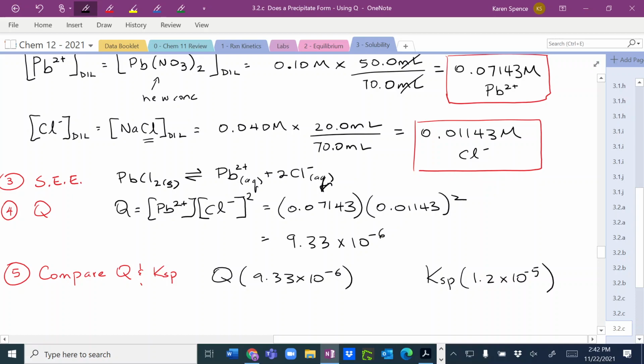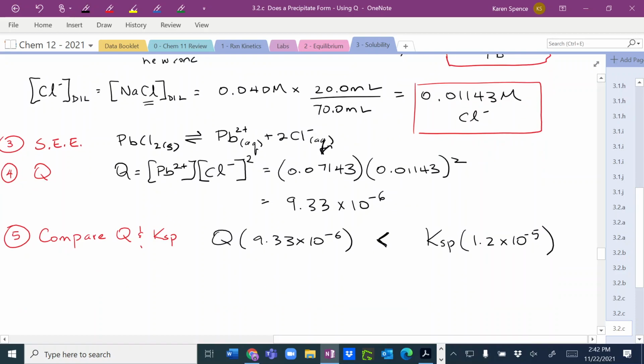So Q is, again, less than Ksp. Yes? Yes, it certainly will. Therefore, what can you say? Will a precipitate form or will no precipitate form? No precipitate will form. And the solution is unsaturated.